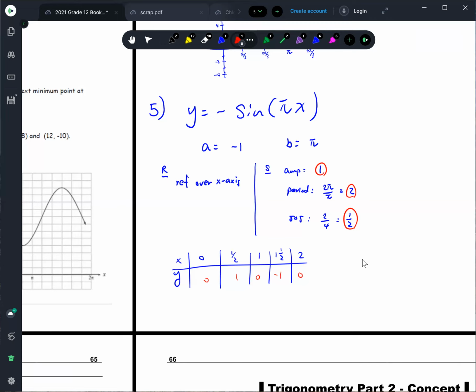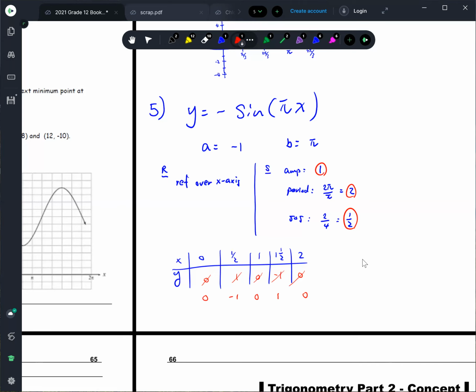Okay, all the questions. Now, once you got the basic, you need to take all the basic points, times it by the a. What's the a here? Negative 1. Okay, so you take every single one of them, multiply by a. What do you get? 0, negative 1, 0, 1, 0. So that will be your new y values.